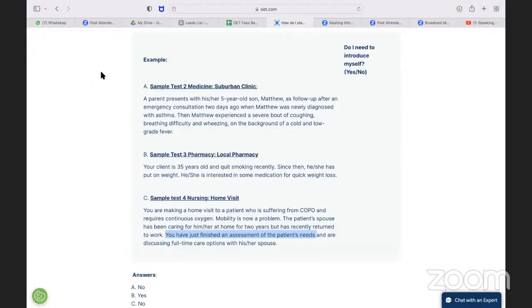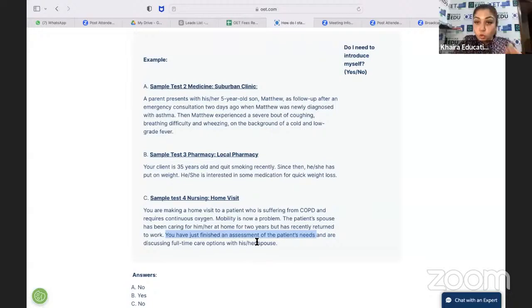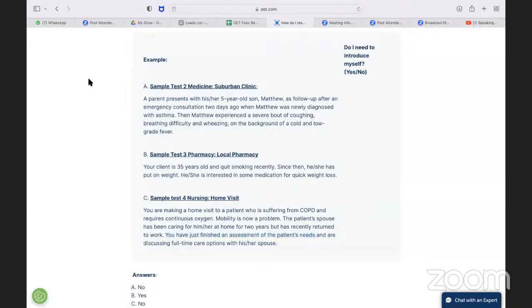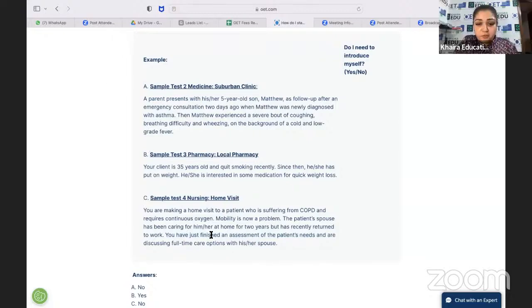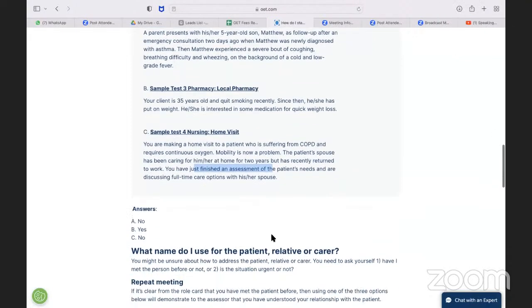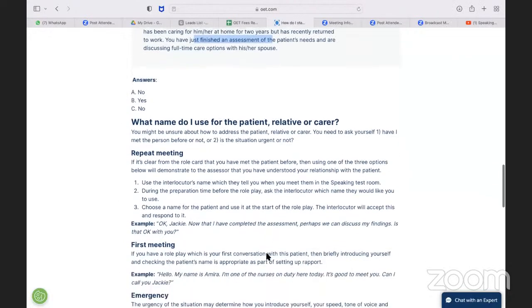No, ma'am. Middle of the conversation. Very good. Yes, because the examination is already done. Assessment. Observation. Very good. You have just finished an assessment means that introductions would have happened before the assessment was done from your side. Yes. Good, good. I'm glad that you're getting the hang of it.